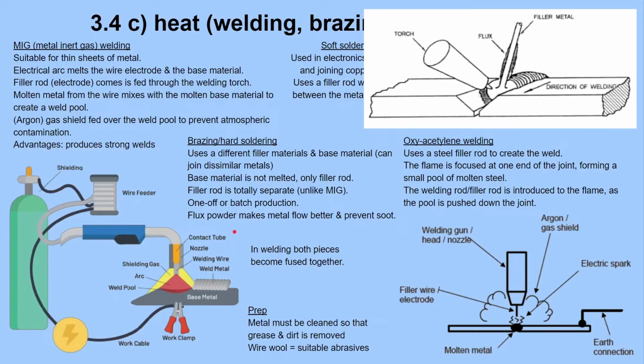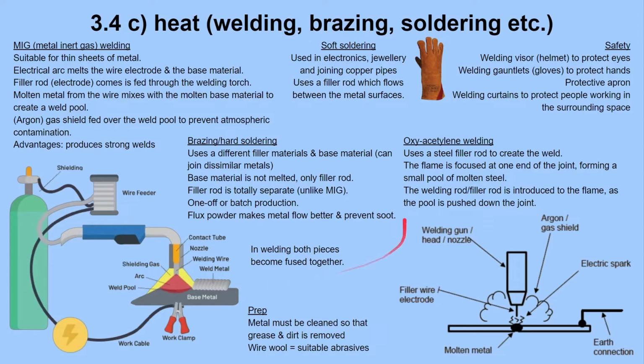And then there's a section about flux powder in the process, which makes the metal flow better and prevents oxidation. So with welding, both pieces become fused together. Then we can talk about soft soldering, which is used in circuit boards and electronics, jewelry, joining copper pipes. It uses a filler rod, which flows in between the metal surfaces, quite similar to the other processes.